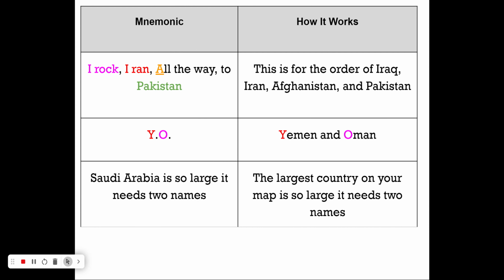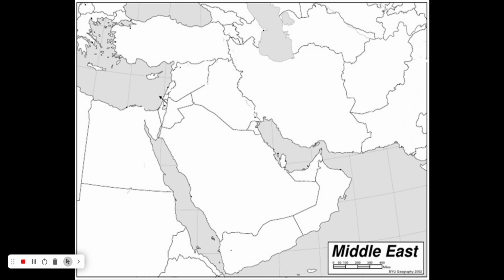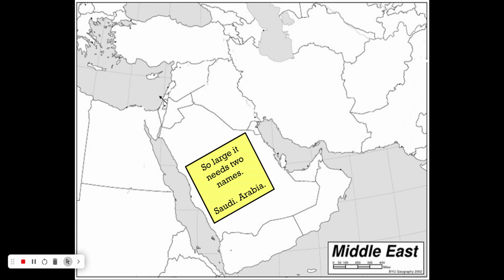So when you're going to take the map quiz, look at your map, select the country that's the largest, and connect it with the country that has two names. Saudi Arabia is so large it needs two names. Saudi Arabia. Add in that note onto the backside like you see here in this image.